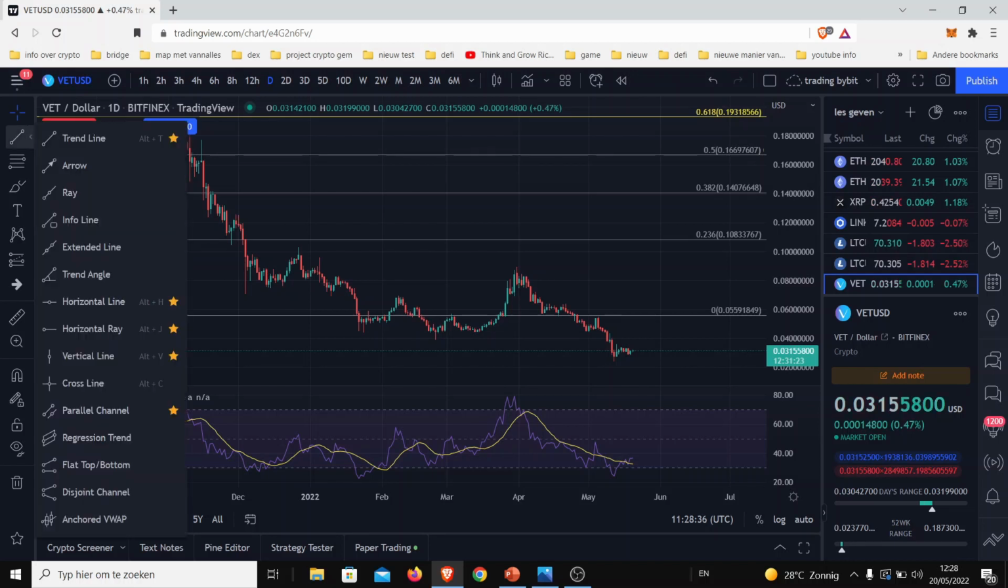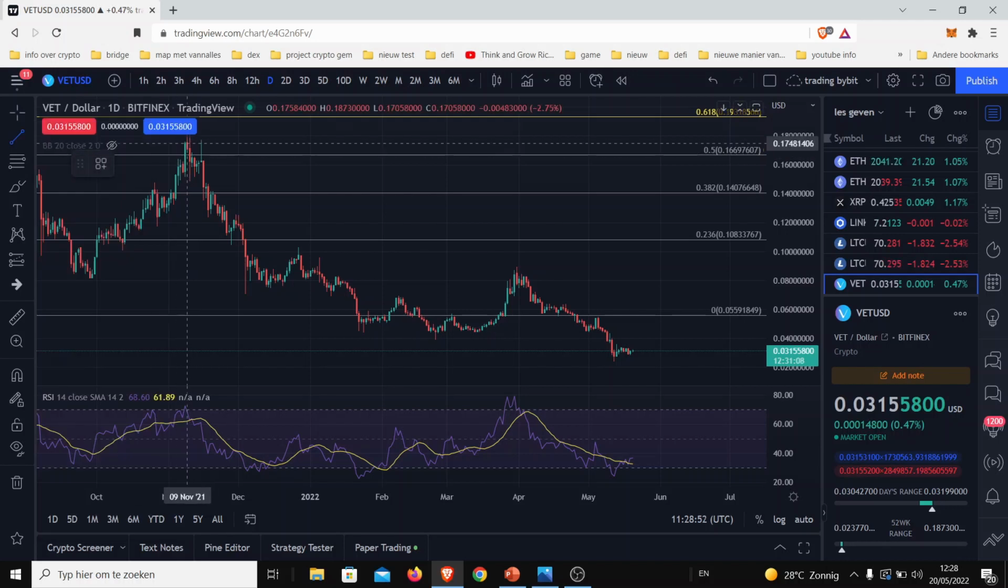Then here on the left side you've got trend lines, arrows, horizontal lines, horizontal rays, vertical lines. I use a few, but not all of them. So what do I use? One trend line I use. This is to draw a trend line from your candle.